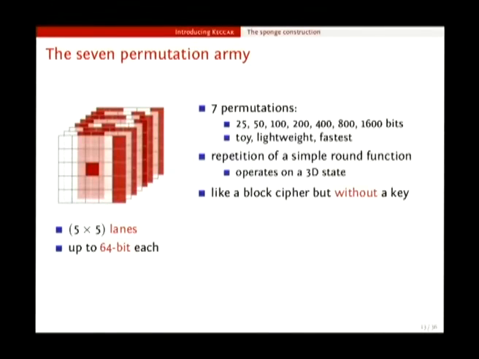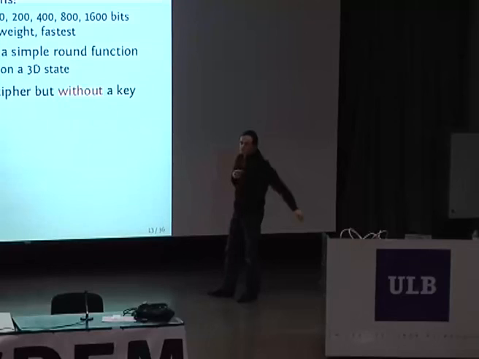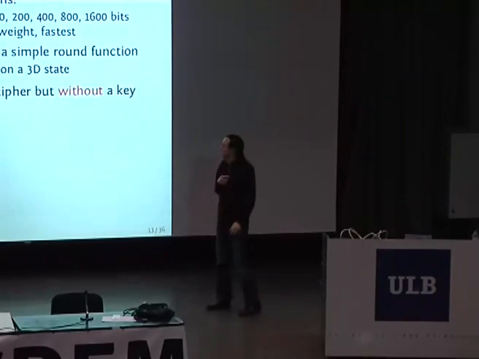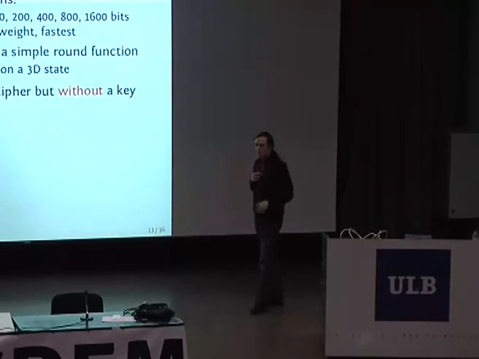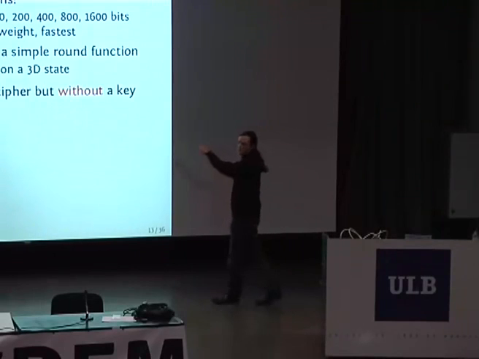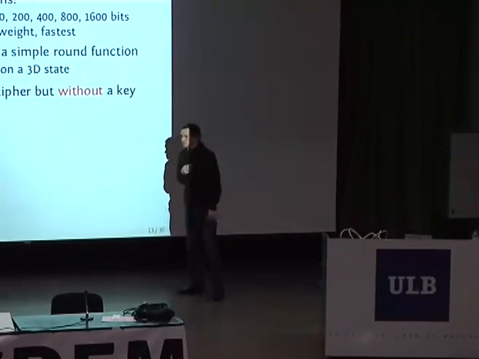So what is it? Actually, in Keccak, we have 7 permutations. And these permutations have different widths. We start from a small toy variant, which is only 25 bits wide, up to 1,600 bits wide. The small one is more of a toy to play with and analyze, whereas the biggest one is really to get the most speed from the sponge function. And you can use a middle one, for instance, for lightweight applications, such as embedded systems and so on.